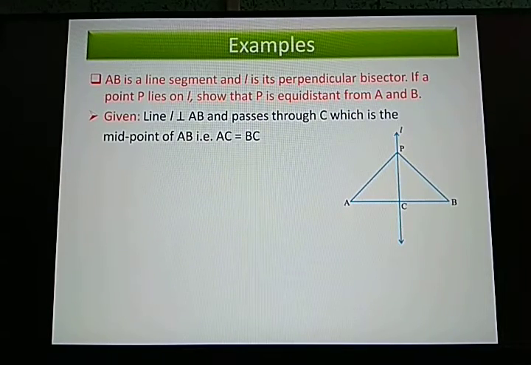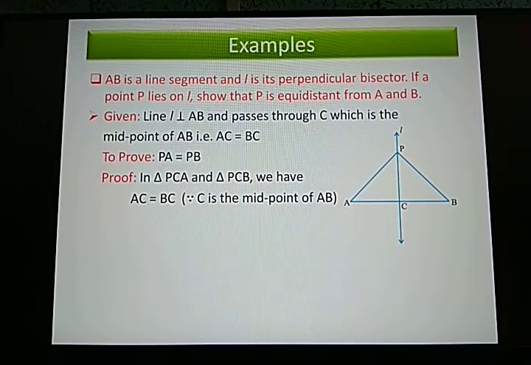We are given that line L is perpendicular to AB and passes through C, which is the midpoint of AB. That is, AC is equal to BC. I already said to you that since it is a perpendicular bisector, it will divide the line segment into two equal halves. Now next, what do we need to prove? We need to prove that PA equals PB. So let us begin the proof.